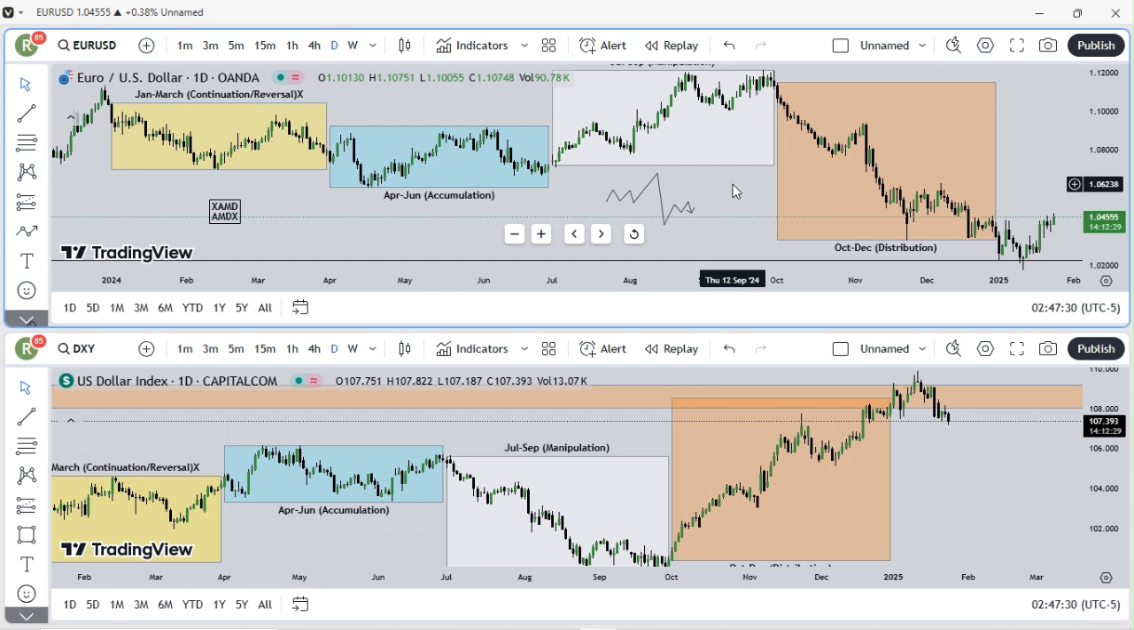Trading is simple. You just have to have a narrative and have a basic idea of how to trade.